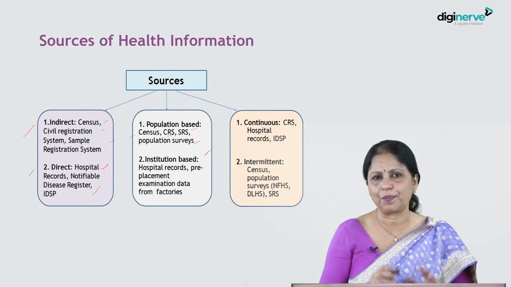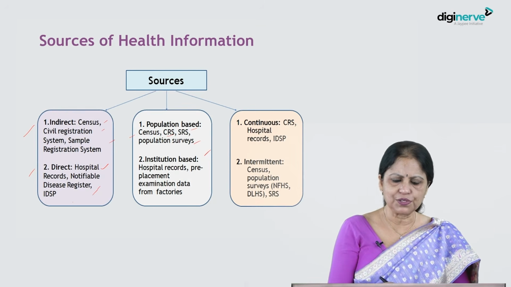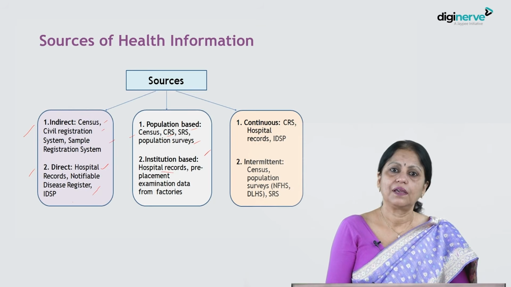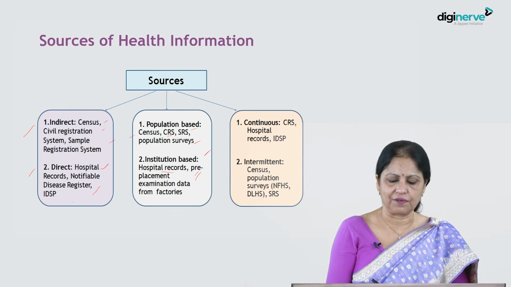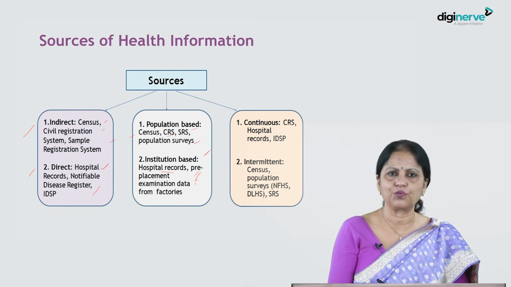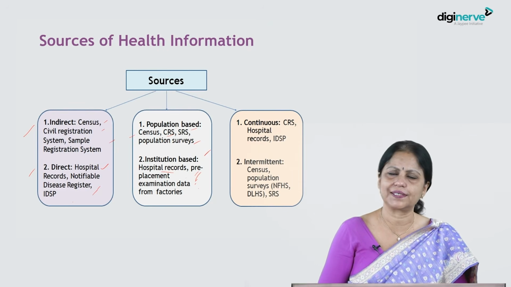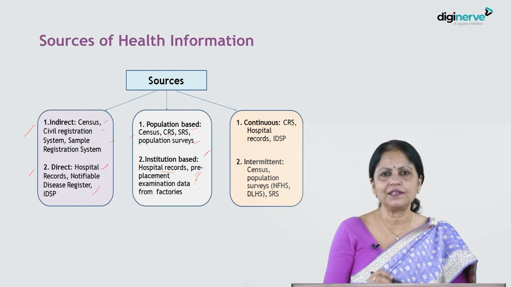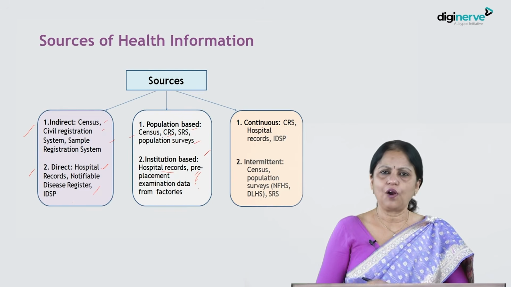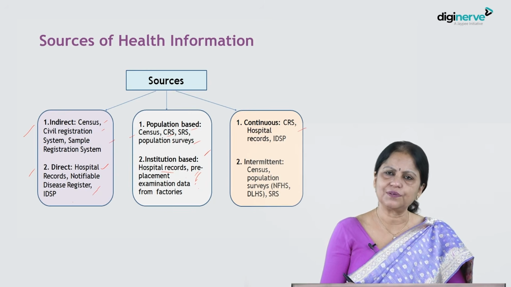These are conducted on population, I've told you. And institution based are hospital records, then occupational data in industries and factories, workplaces, basically pre-placement examination data, periodic health examination data. So those are institution based data. Or we can also divide it as continuous and intermittent.